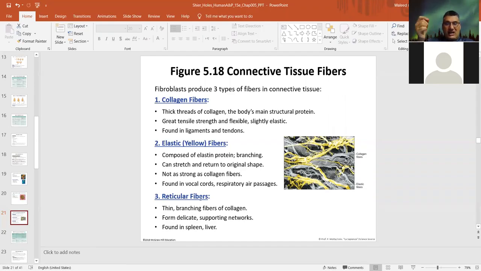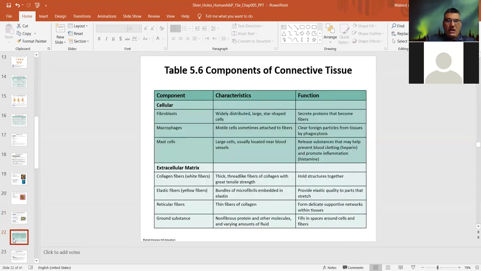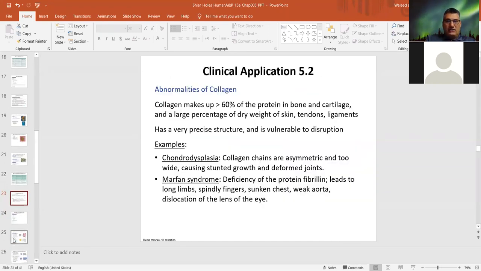Reticular fibers is a type of collagen that's very tiny and thin. And this is found in the spleen and liver in between the different parts. This is a summary of what we talked about.